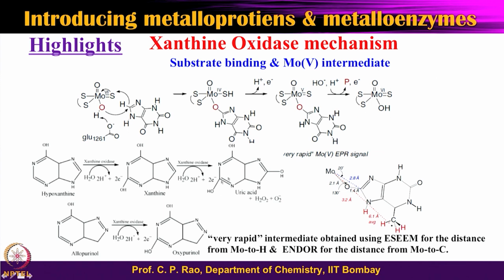So, there are a lot of changes that happen: hypoxanthine to xanthine, xanthine to uric acid. All of these are done by the oxidoreductases of molybdenum, as you can see over here.